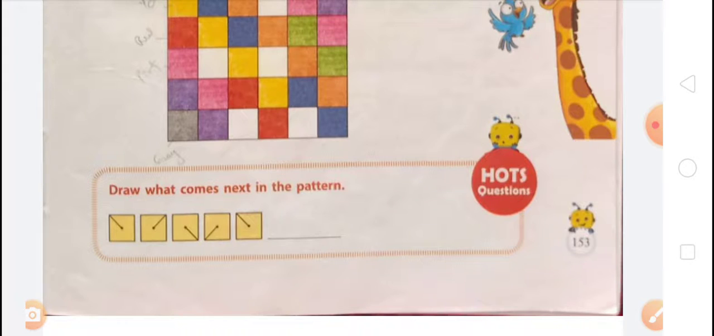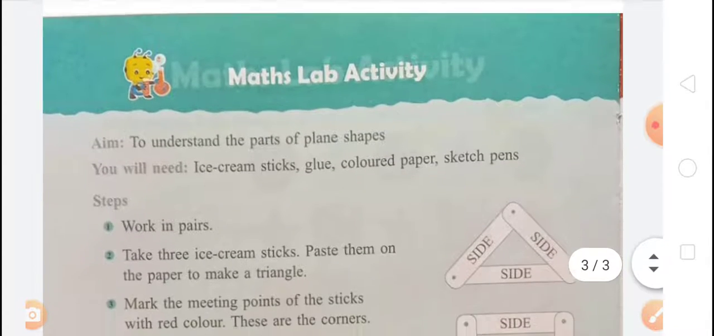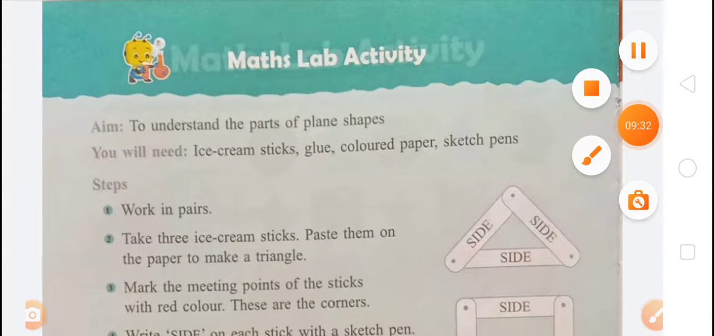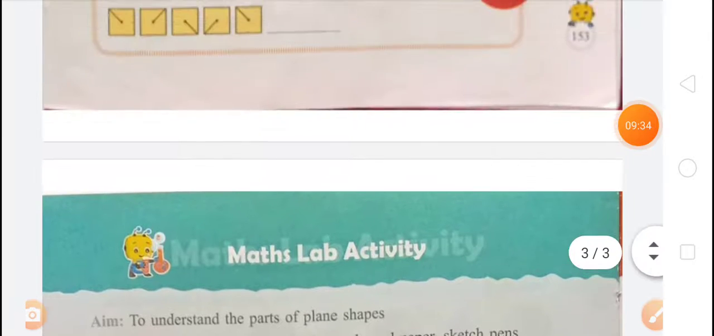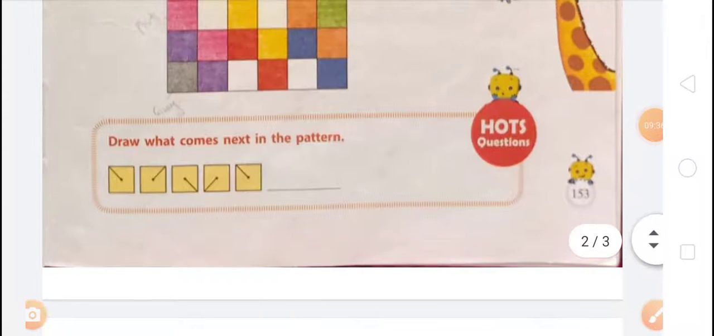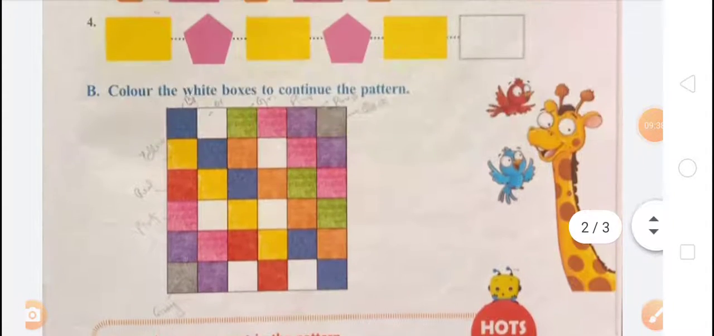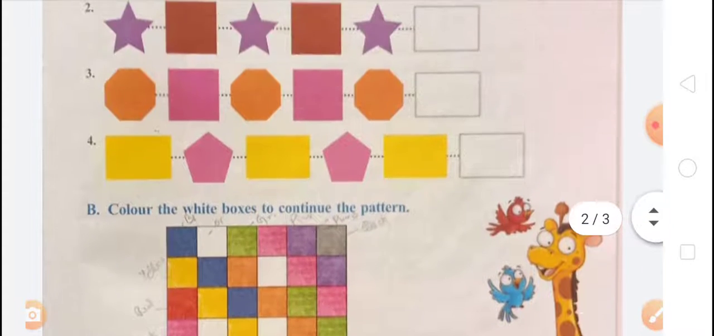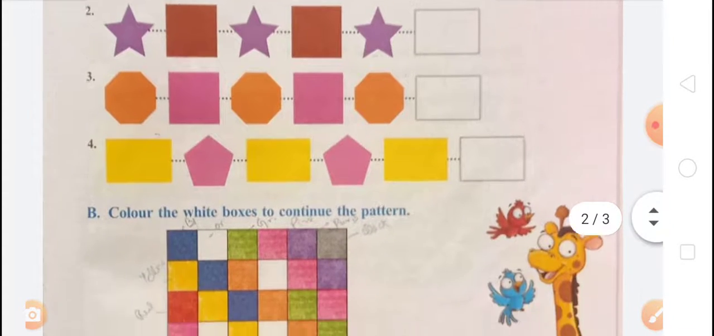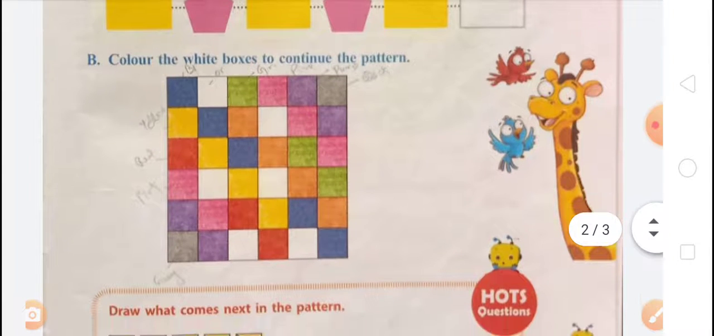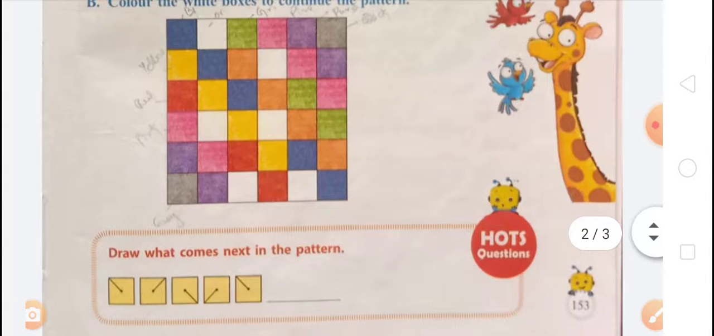Okay, thank you. And the next is maths lab activity. Let's see. We have to see this topic tomorrow. Okay, and you have to do exercise 11.2 in your CW copy and in your fair copy. And we have to learn maths lab activity, mental maths and worksheet on the next day.